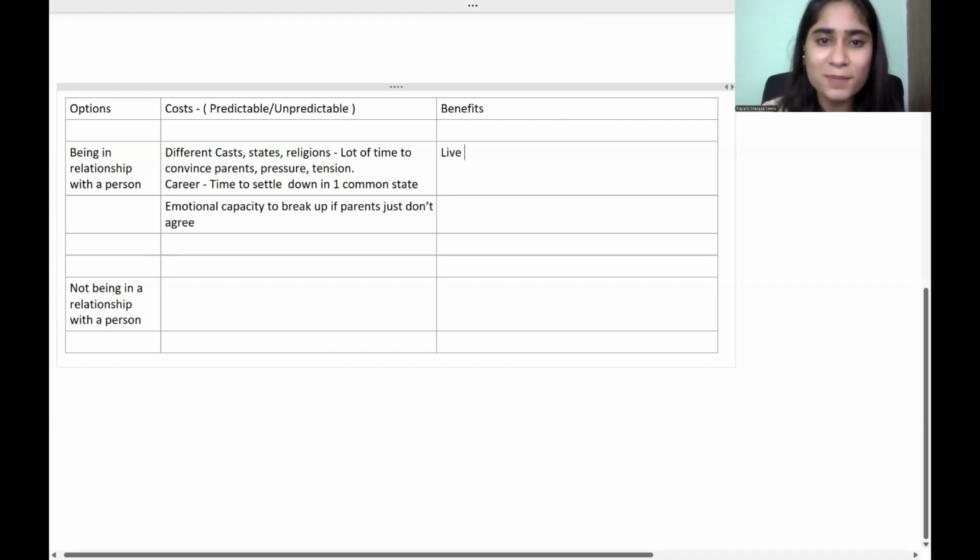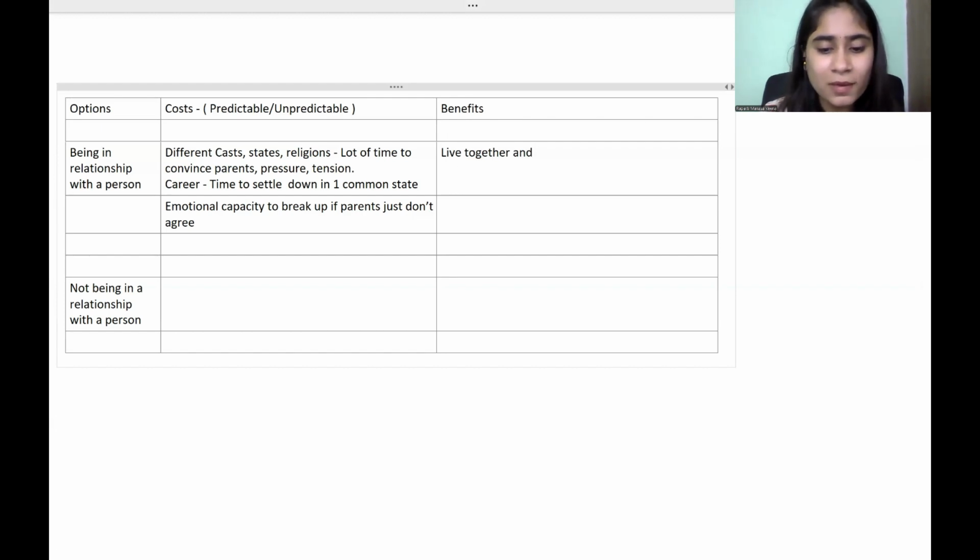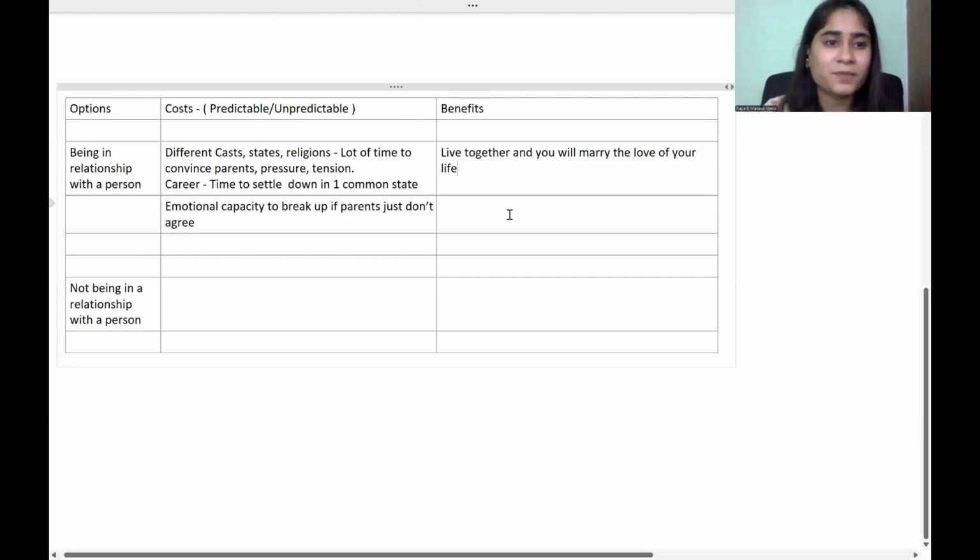You live together happily. You live together and you will marry the love of your life, right? So these are the costs and these are the benefits.